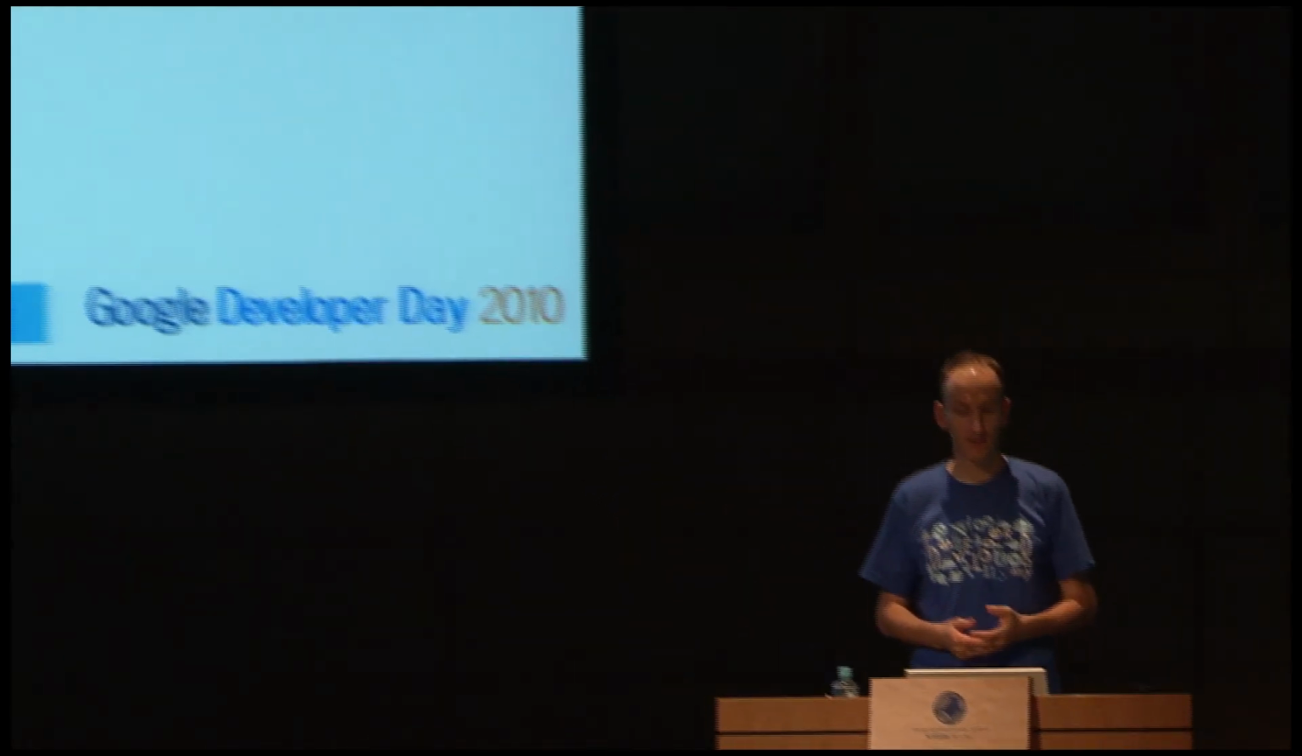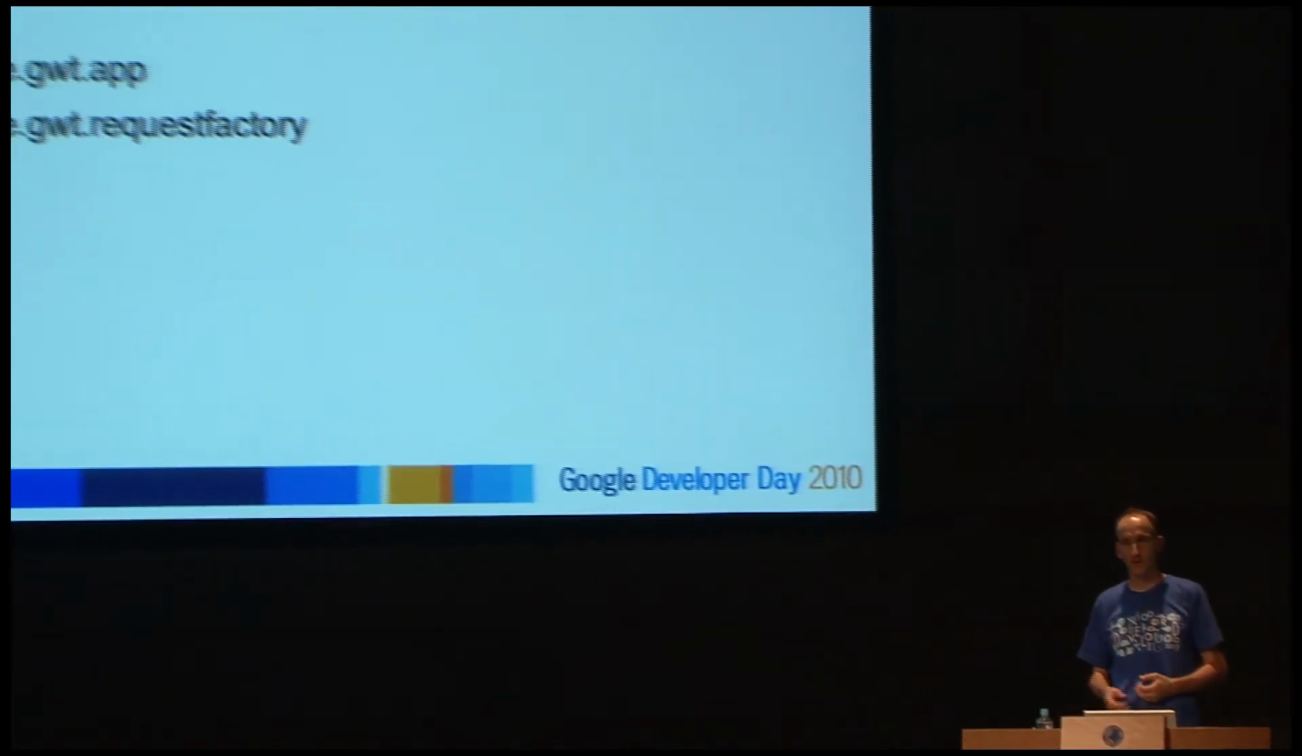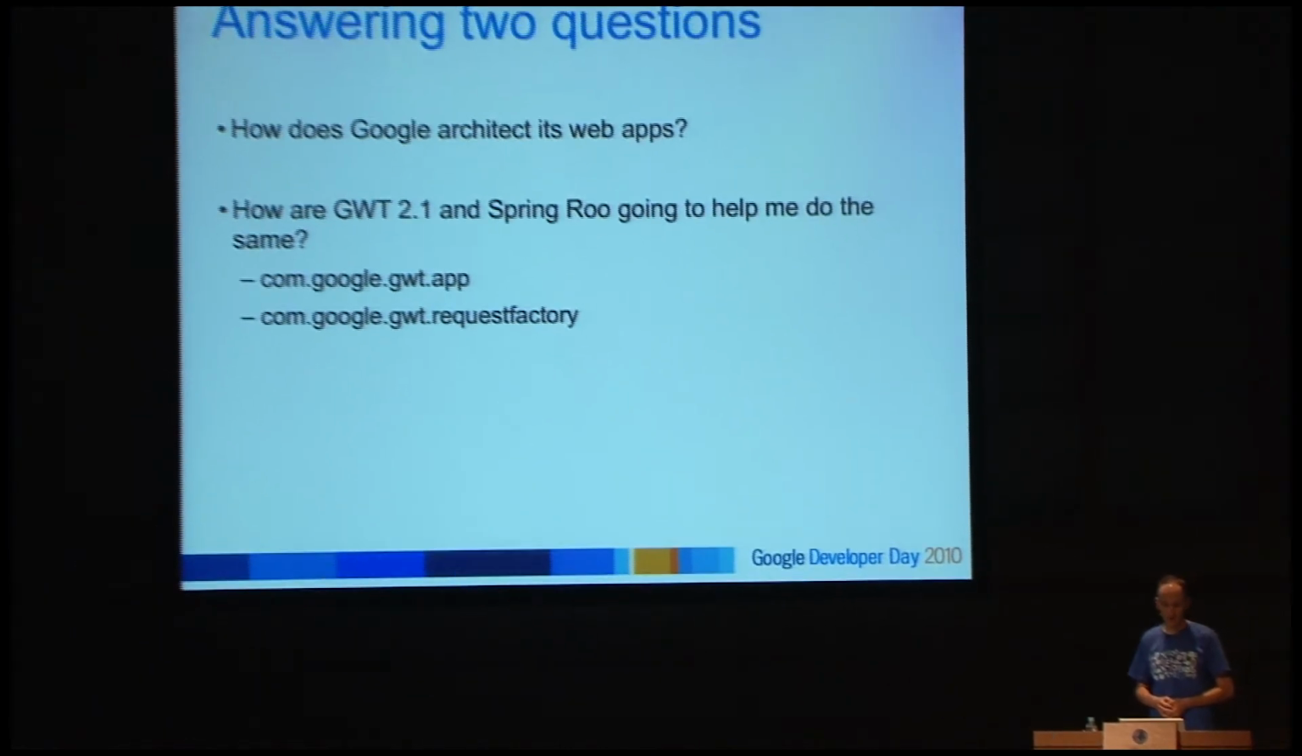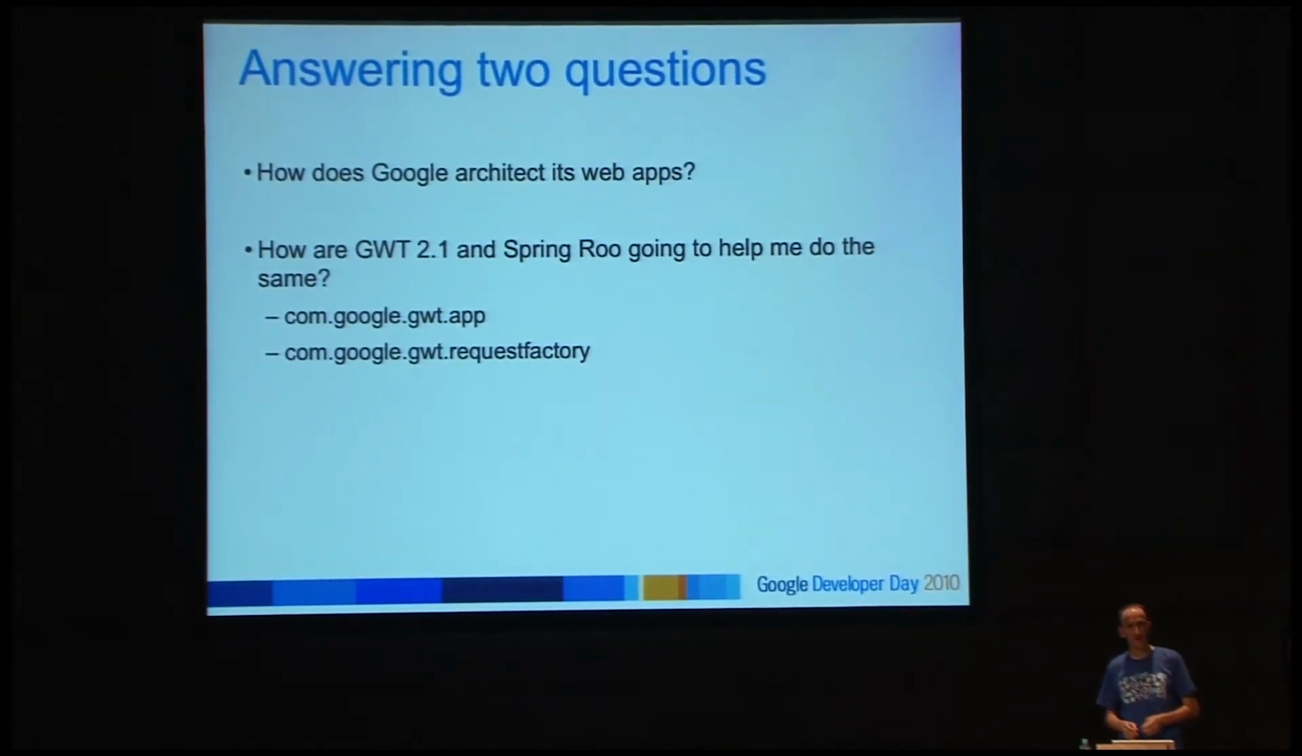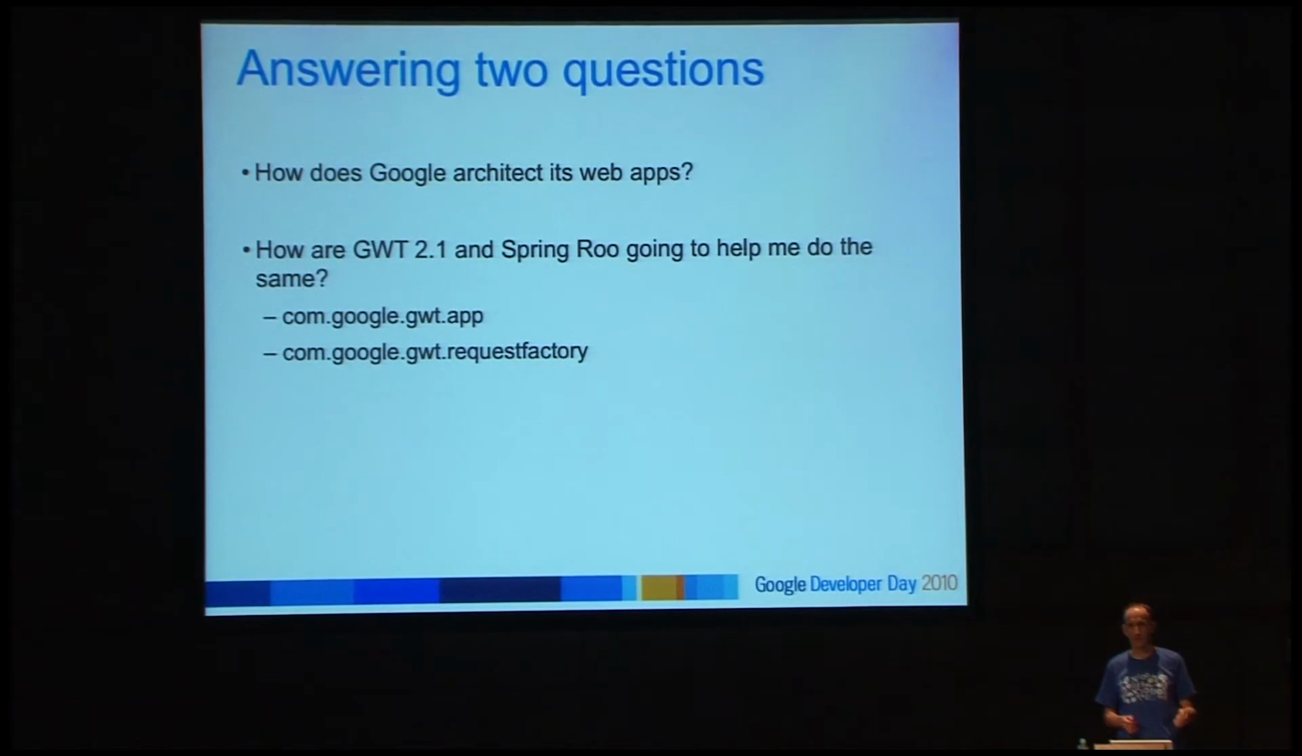Today's talk is about architecting GWT applications for production at Google. There are two main topics that I want to talk to you about today. One is, of course, how we architect our applications, and this GWT plus RU thing, how is it actually working?